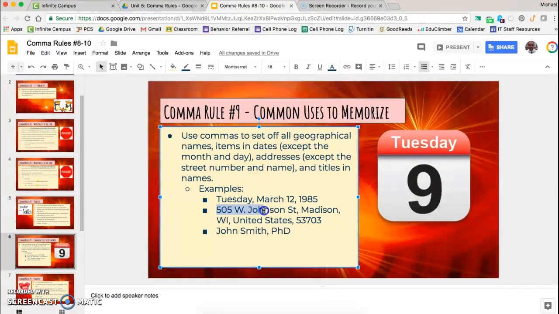For an address, you will not put any commas in the part of the address where you get the street number and the street name, but then you'll put a comma between all the other parts. So you'll put a comma before you get to the city, a comma before you get to the state, and then if you go further, a comma before the country, a comma before the zip code. And then the last one is this one that talks about titles and names. So that would be like down here, John Smith, PhD, or it could be MD, or it could even just be somebody's job title. So if John Smith had a business card that said John Smith, engineer, there would be a comma before the name, or before the word engineer.